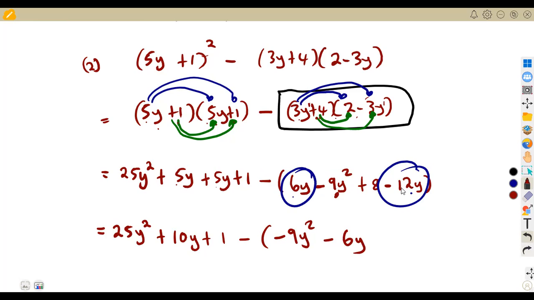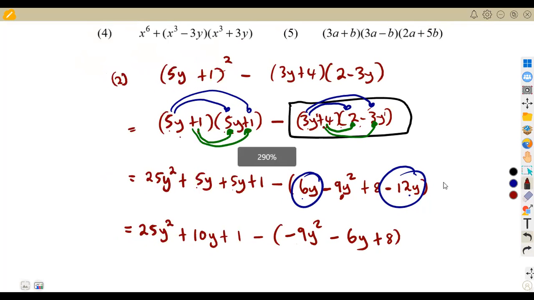Then we've got 8 as a constant. This 8 here has got no term to be added to, so we're just going to write it as 8. So this is what you're going to have in your simplification.